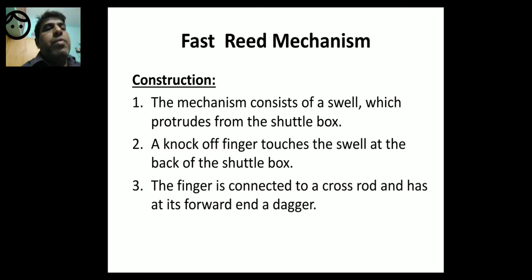So, construction. The mechanism consists of a swell, which protrudes from the shuttle box. A knockoff finger touches the swell at the back of the shuttle box. There is a knockoff finger which is touching the swell.